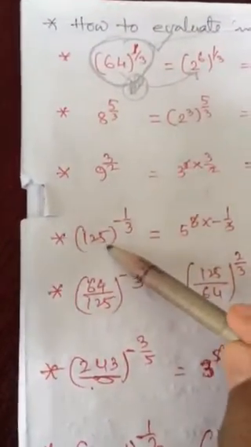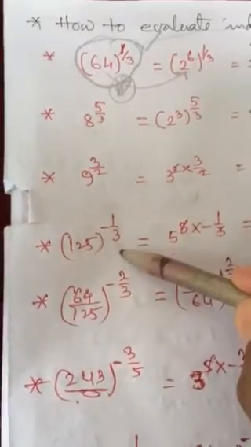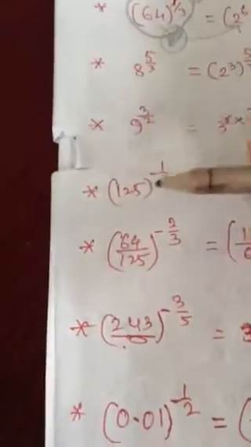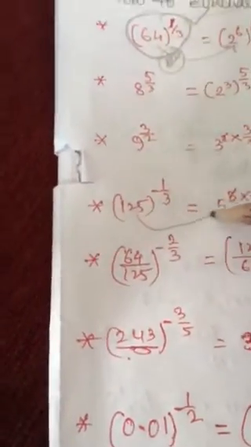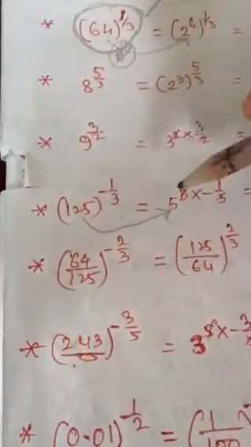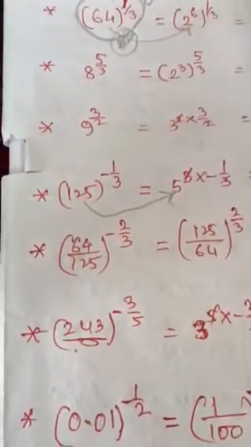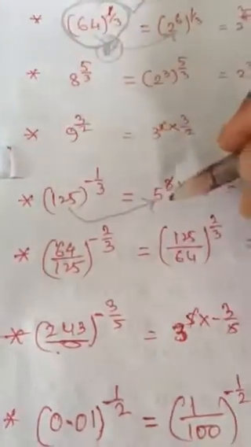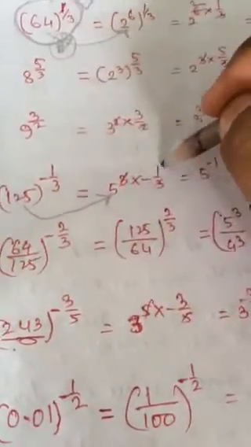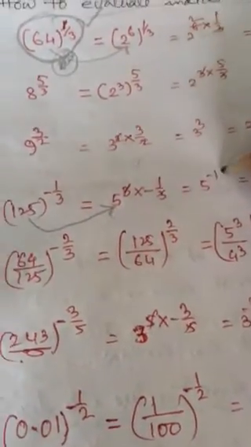So 125 to the power negative 1 by 3. Okay, so first I have told you that it's very simple. What you will do? You convert this base into its exponential form. So 125, if you convert 125 into its exponential form, you have to do the factorization of 125. You will get 5 to the power 3. So 5 to the power 3 multiplied, the power is already given, minus 1 by 3, 3 3 cancel. So 5 to the power minus 1.